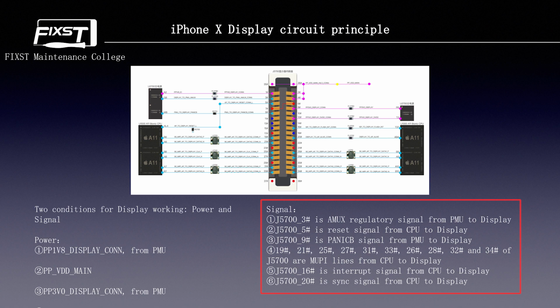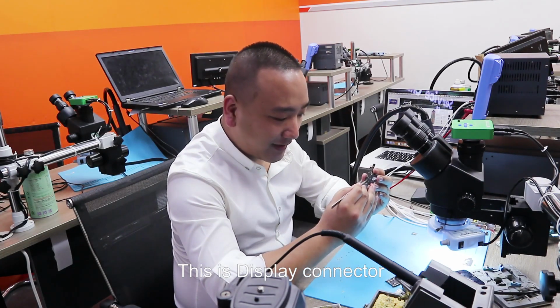4. Pin 19, 21, 25, 27, 31, 33, 26, 29, 32, and 34 of J5700 are MIPI lines from CPU to display. 5. Pin 16 of J5700 is interrupt signal from CPU to display. 6. Pin 20 of J5700 is sync signal from CPU to display. This is the display connector.